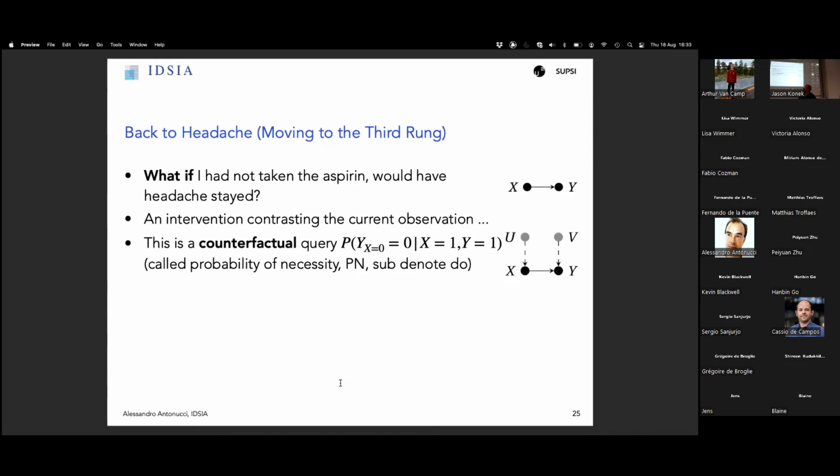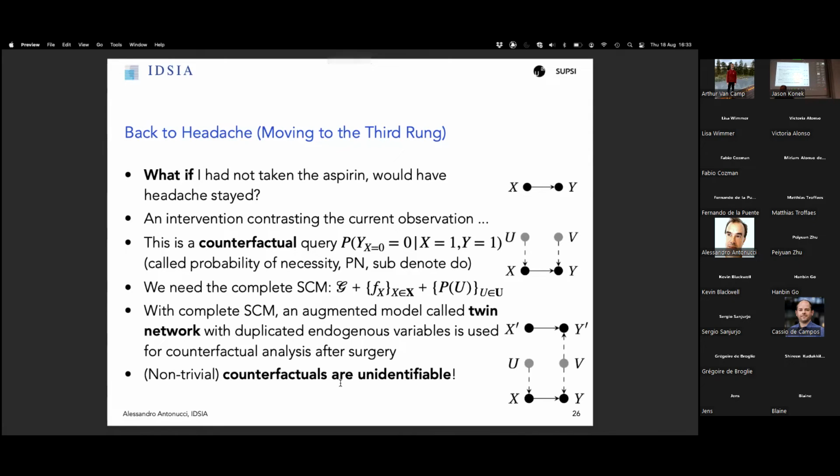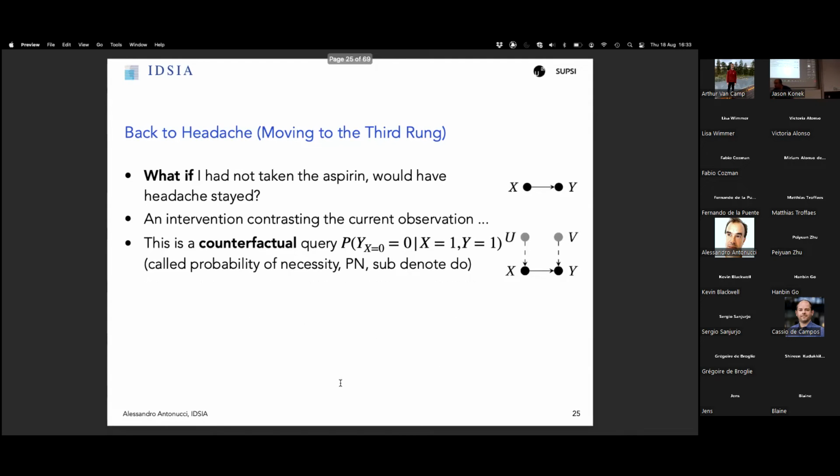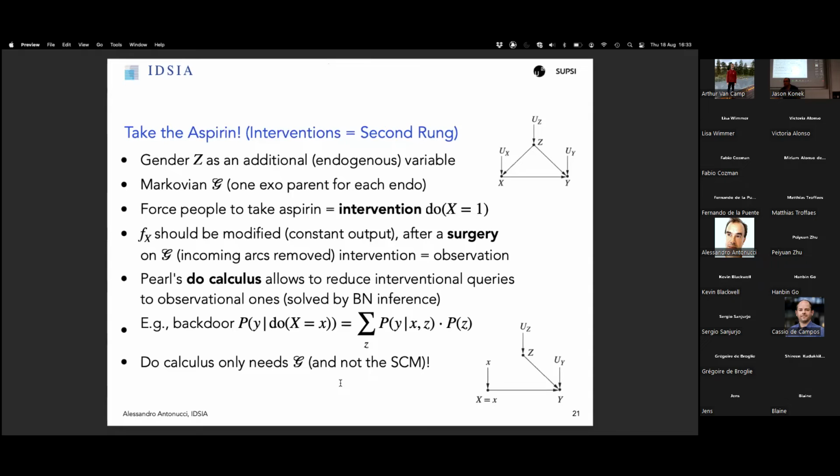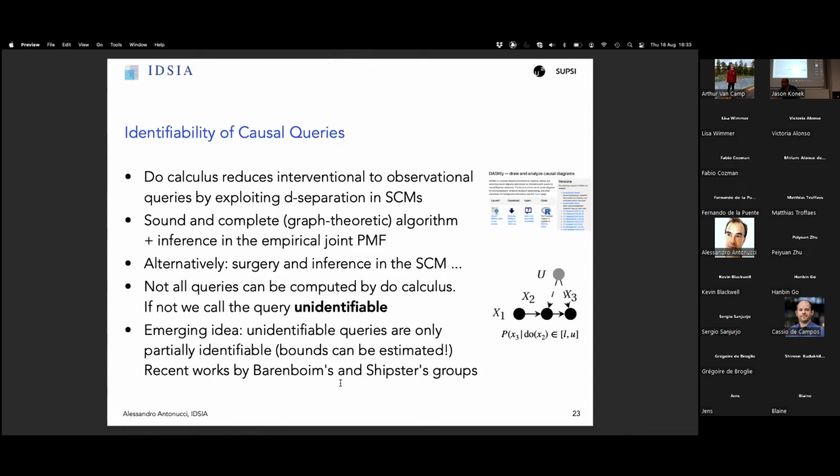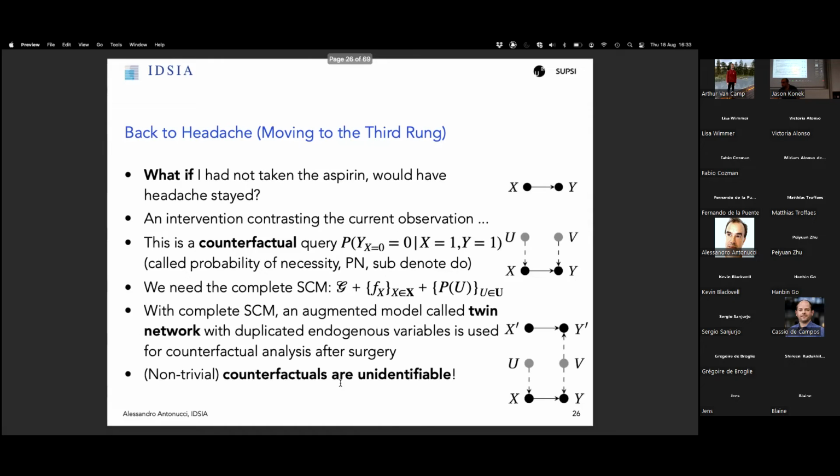So you see, so far we don't know, even if we know the surgery, how to compute this, because we have x equal to 0 and x equal to 1. So we need an auxiliary structure, which is based on the structural causal model. For intervention, second layer, we need the graph. For counterfactual analysis, we need the structural causal model.